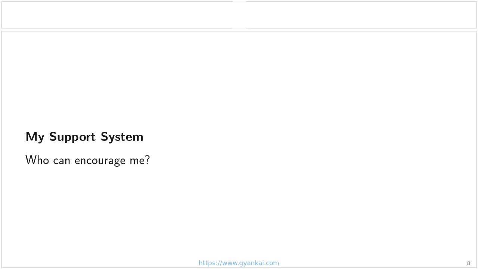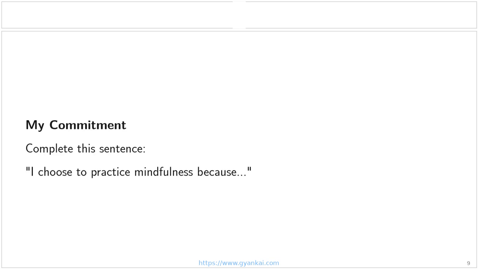Support does not have to be complicated. Sometimes it simply means having one person who asks how your practice is going or reminds you why it matters. You can also think of support in practical ways. Maybe someone can practice with you, help protect your quiet time, or encourage you when you feel discouraged. Once you know who is on your side, you are ready for the next slide, where you turn your plan into a clear personal commitment. My commitment.